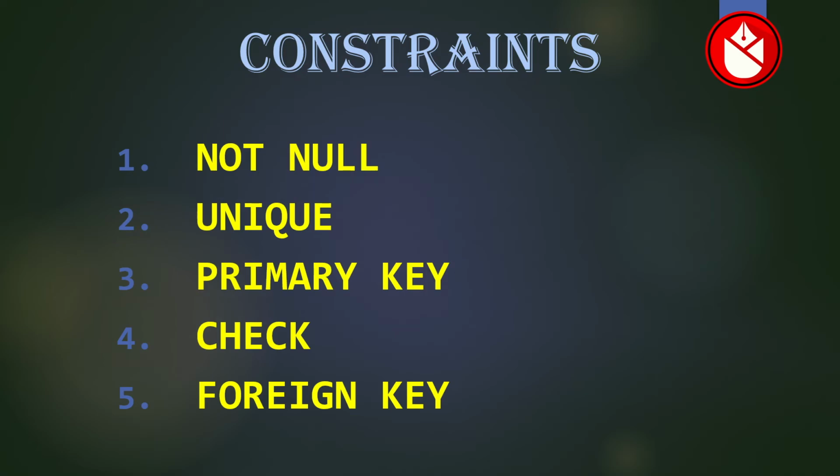And finally, the foreign key. Particularly, this constraint is a part of referential integrity. Suppose we have two tables, employee and department. To record which employee is working in which department, we can use the foreign key for referential integrity with the department table.